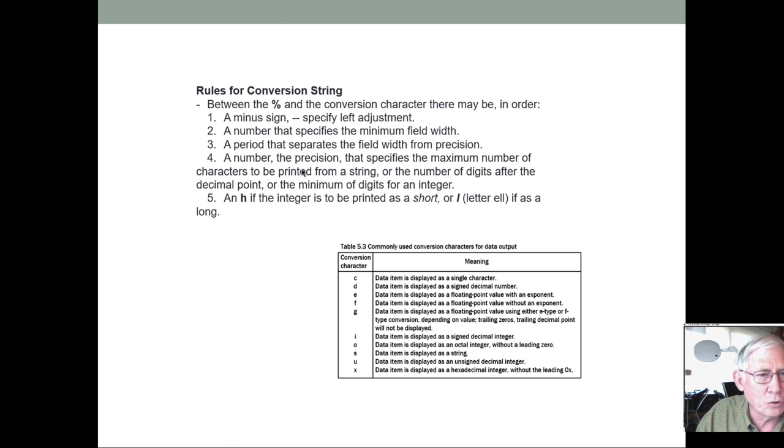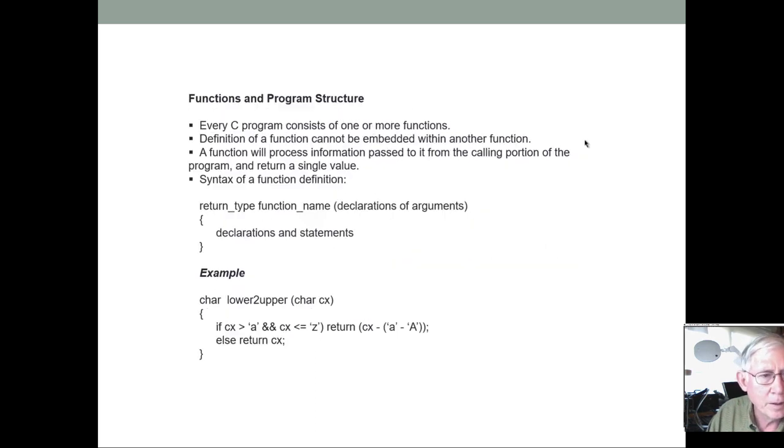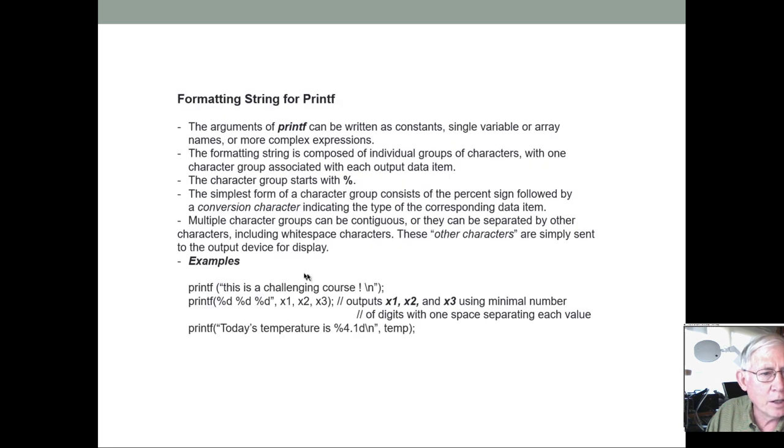And there's all sorts of rules that apply here. Minus sign talks about left justified. You can put a number that specifies minimum field width, then a period, and then you can specify the field width for precision. So the precision is the maximum number of characters to be printed from a string, or the number of digits after the decimal point, or the minimum number of digits for an integer. And then if it is an integer to be printed as a short or a long, then you can put that in as well. And I think that's pretty much it, this gives you an example.